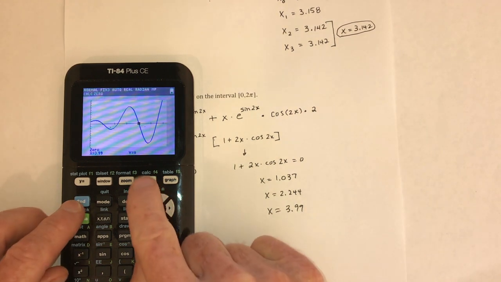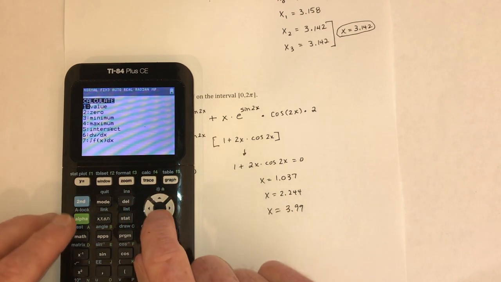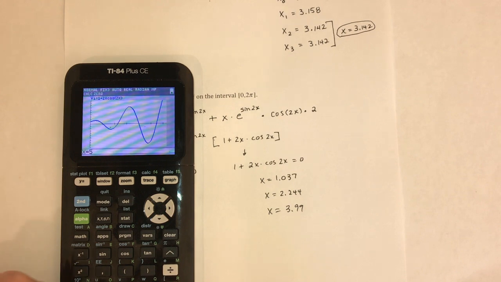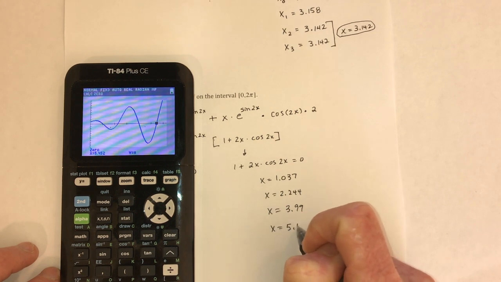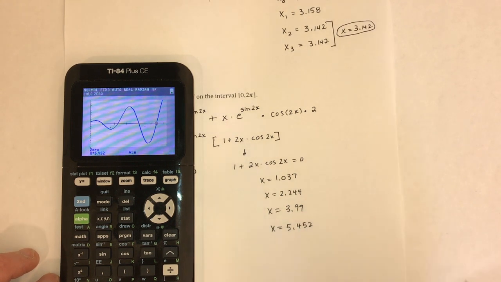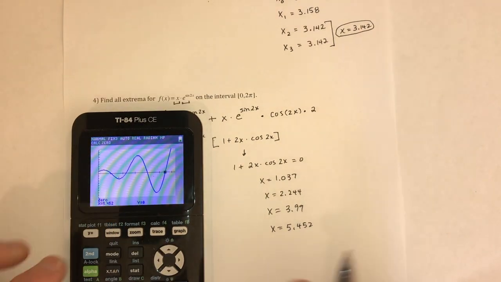And for the last one, so that is 4, 5. So this one is about 5.5. Between 5 and 6, 5.5, 5.452. All right, now we need to graph the original function.